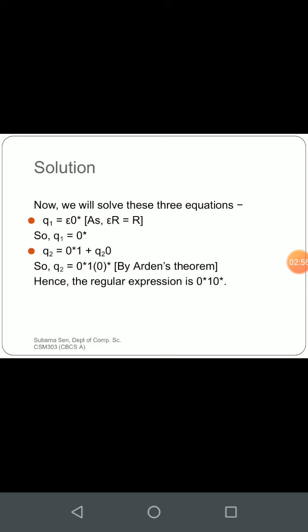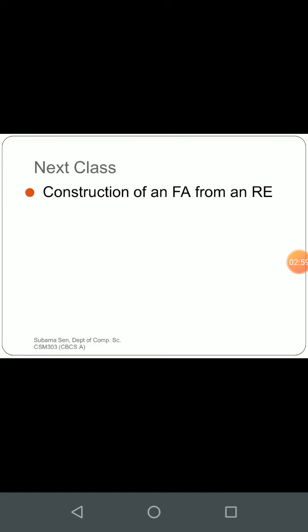So this is the end of today's lecture. Next we will learn more examples. The finite automaton will be given, and we have to find the corresponding regular expression.